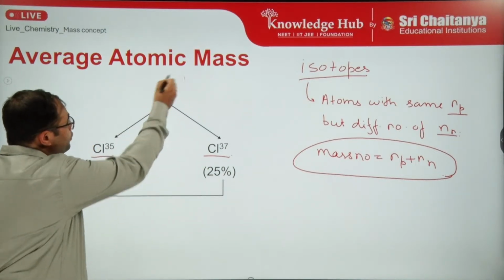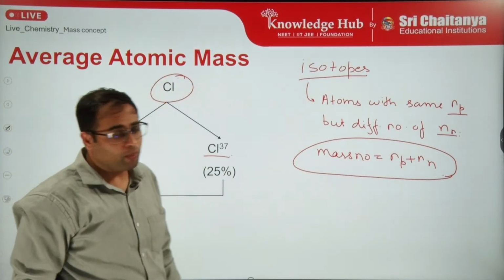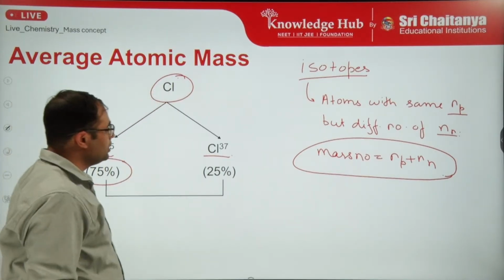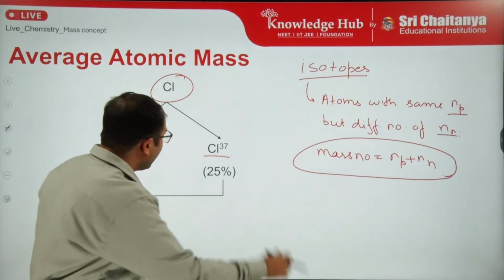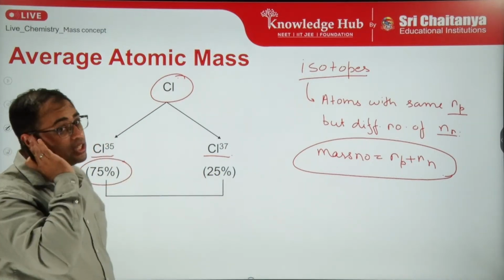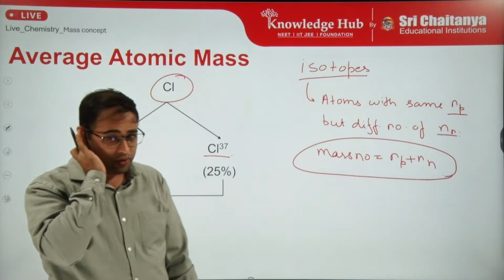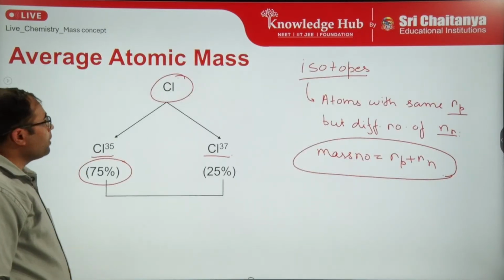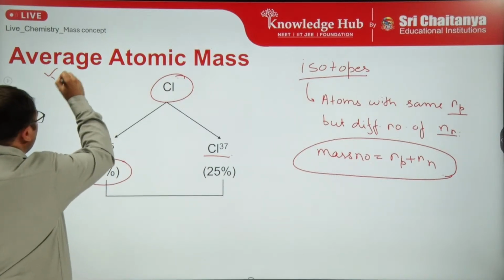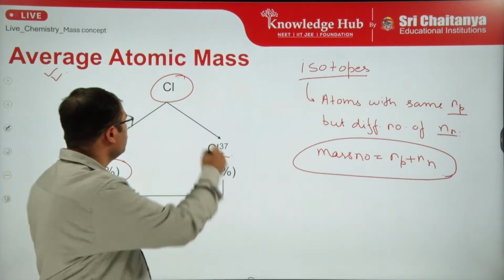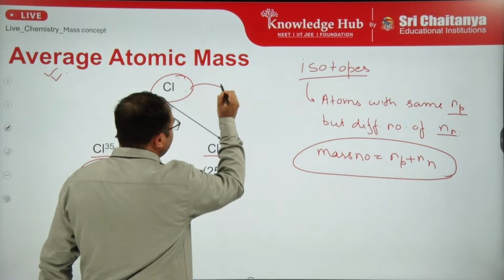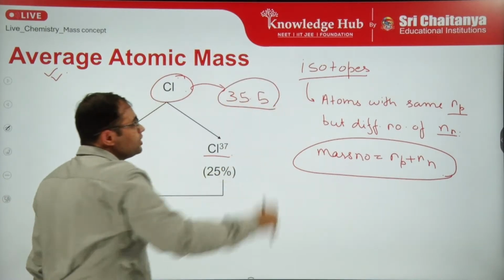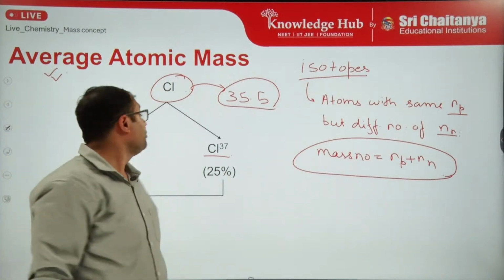So in a sample of Cl which we have taken from the air, you will have around 75% chlorine 35 and 25% chlorine 37, right? Now what do I mean by average atomic mass and how do we find it for chlorine? Now we have to finally arrive at this value. Let us see, do we arrive at this value or not?